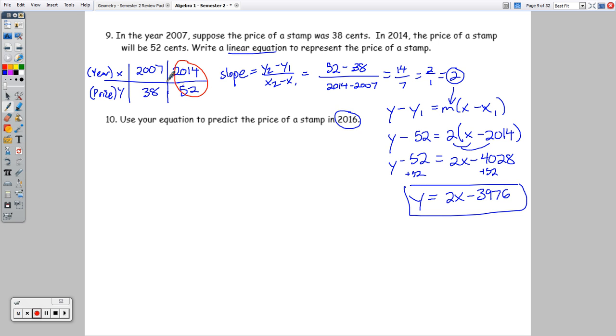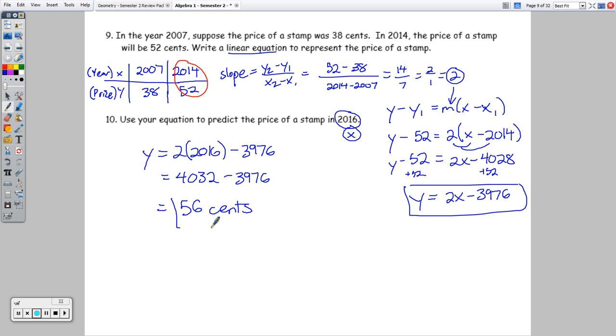So from here in 2016, since we're using the actual years and not years after something, I can just plug that in directly for x. So I'm going to say y equals 2 times 2016 minus 3976. This would be 4032 minus 3976. So we're going to assume that the price of a stamp in 2016 would be 56 cents if this trend continues in a linear way.